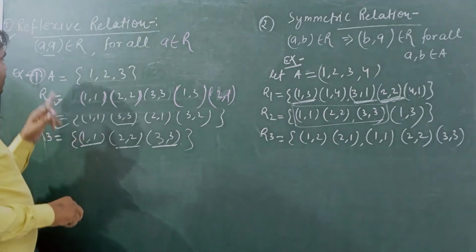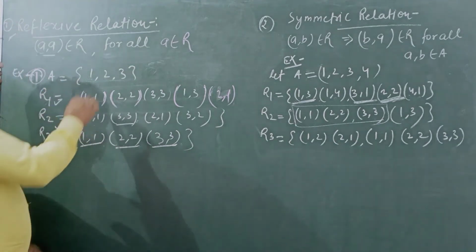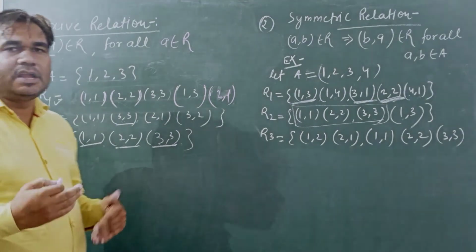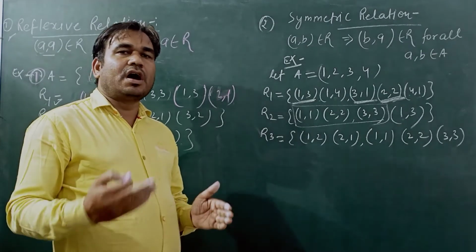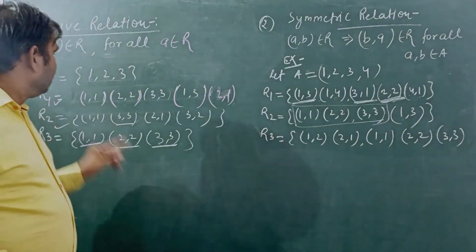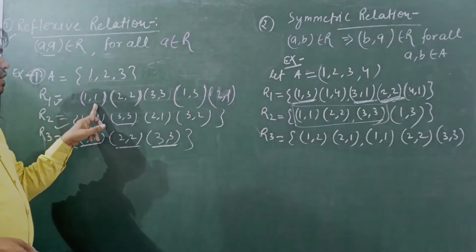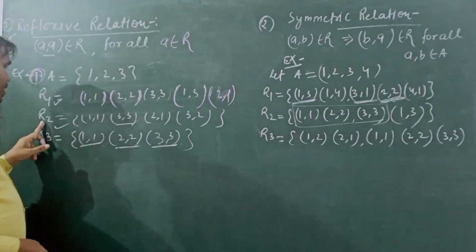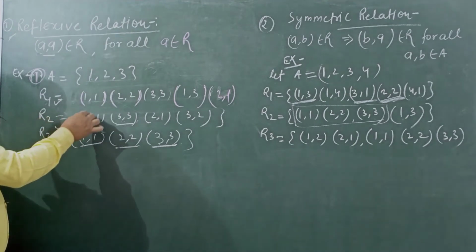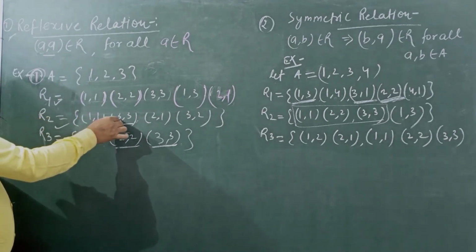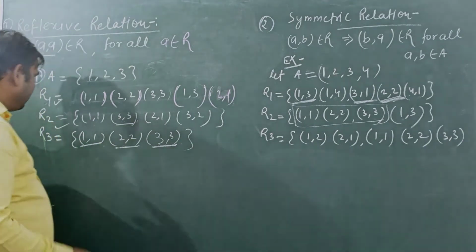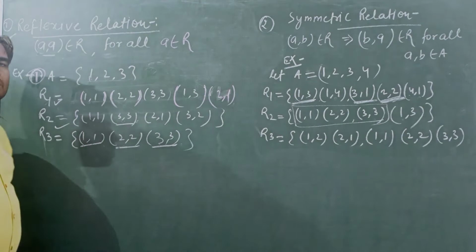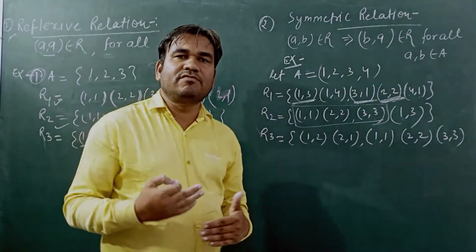First we see a set A equal to {1, 2, 3}. Here is a set, and the relations given here are R1, R2 and R3. R1 is (1,1), (2,2), (3,3), (1,3), (2,1). R2 is (1,1), (3,3), (2,1), (3,2). And R3 is (1,1), (2,2), (3,3). So here we find out the reflexive relation.